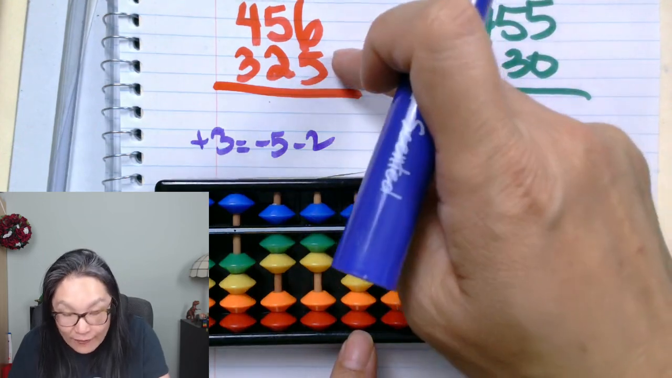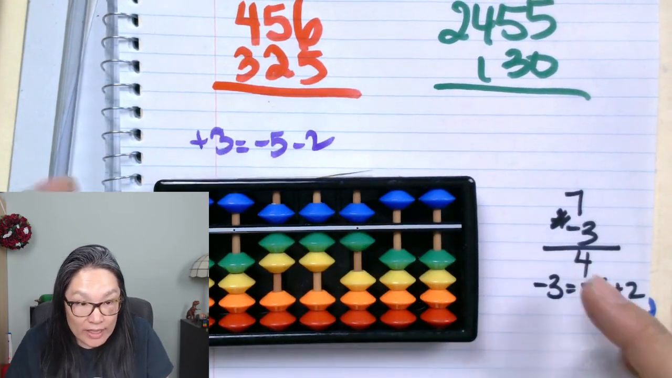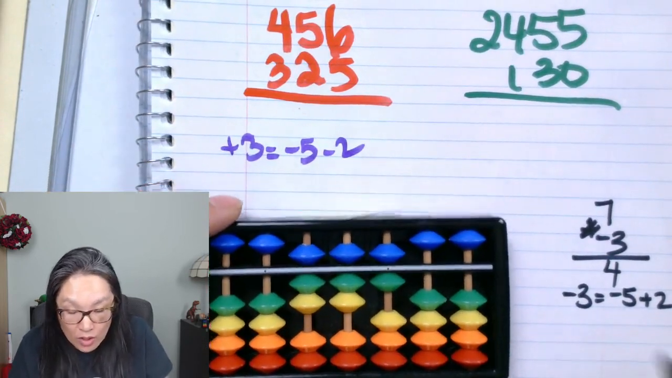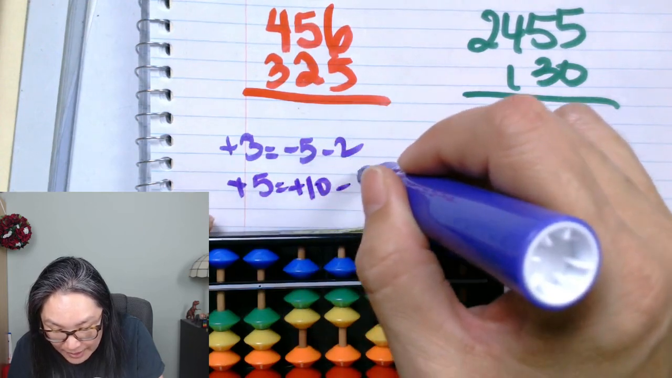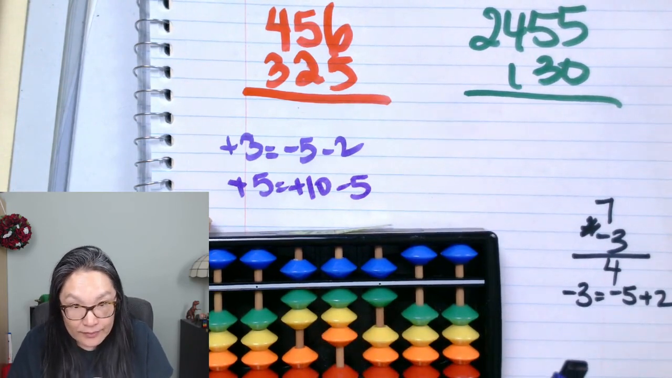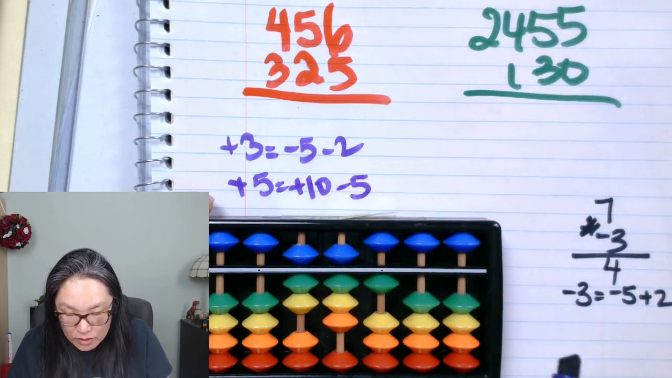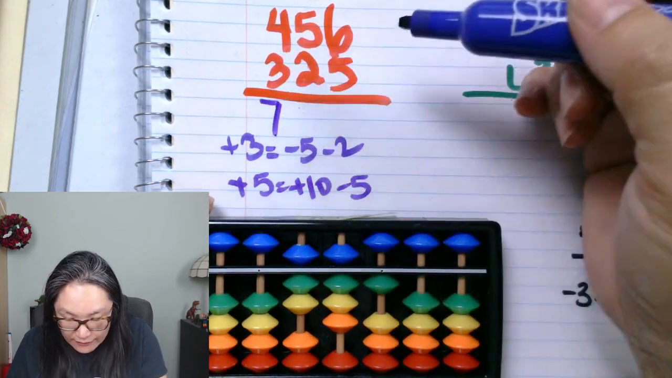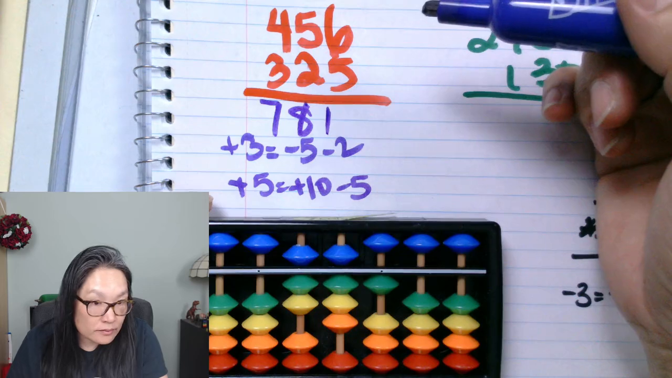And then we add the 5. When we add the 5, can we add the 5? No. We cannot add the 5. What do we do? We have to plus the 5 is equal to plus the 10 minus 5. So I'm going to plus the 10, and I take away the 5. So my final answer is 7, 8, 1.